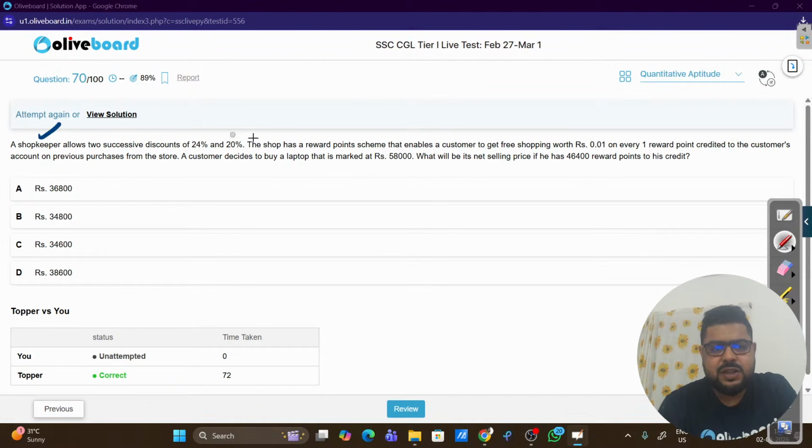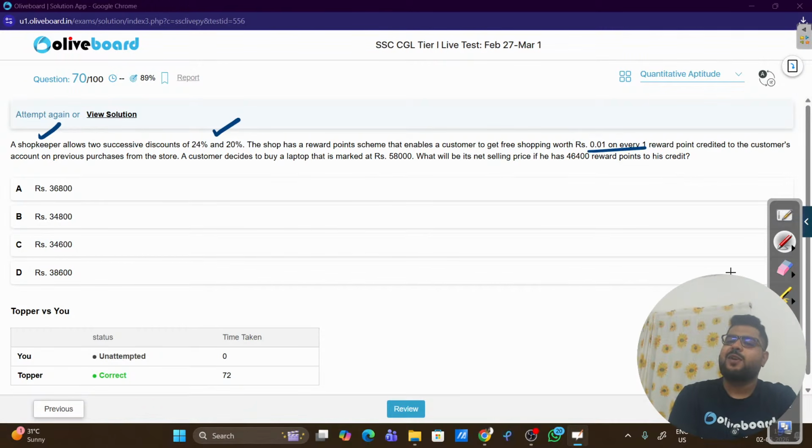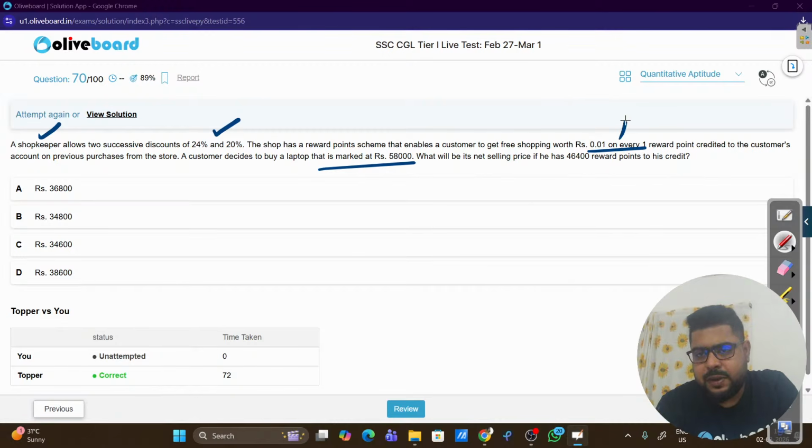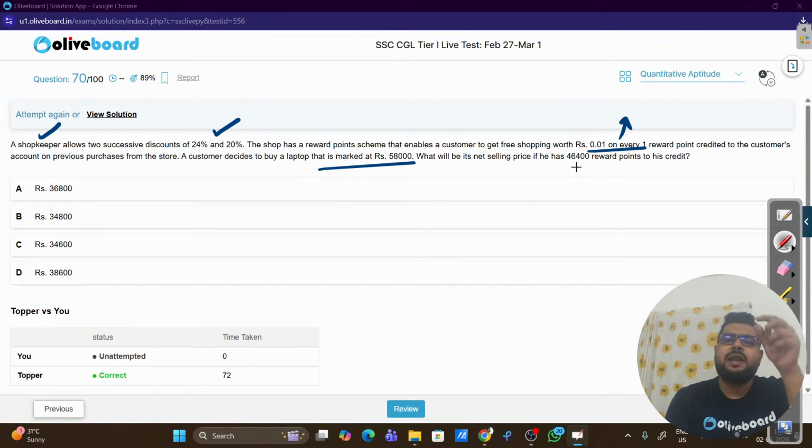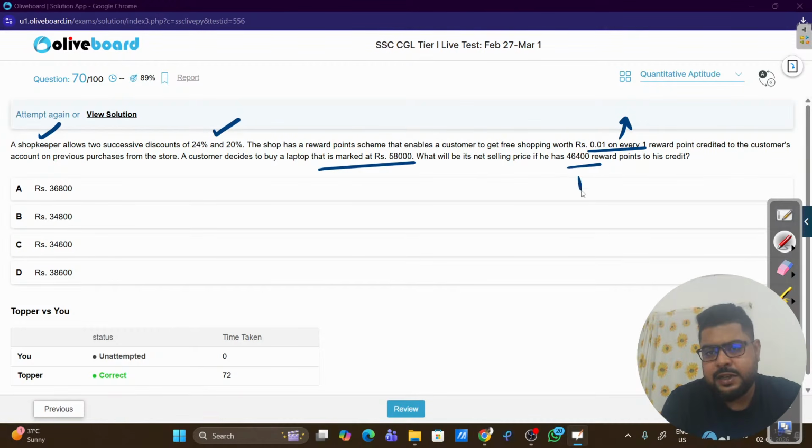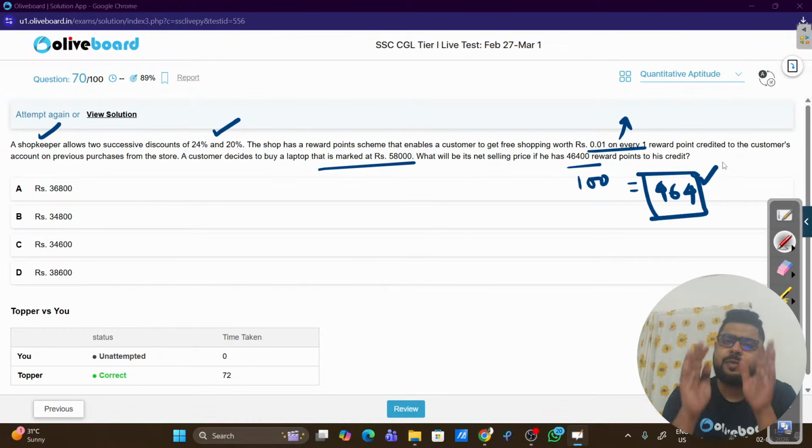Next one, please. Two successive discounts. Reward points, credit card, 0.01 on every one reward point. He decides to buy a laptop at this price, what will be the price? Sir, the reward point is 0.01, meaning 1 by 100. So for every 100 reward points, 1 rupee. So the reward point discount will be whatever is the price at the end minus 464 rupees.